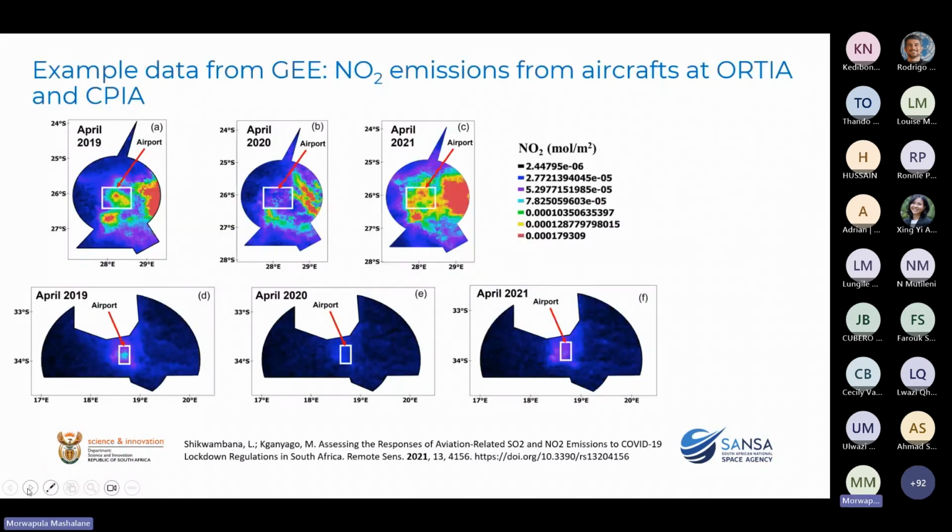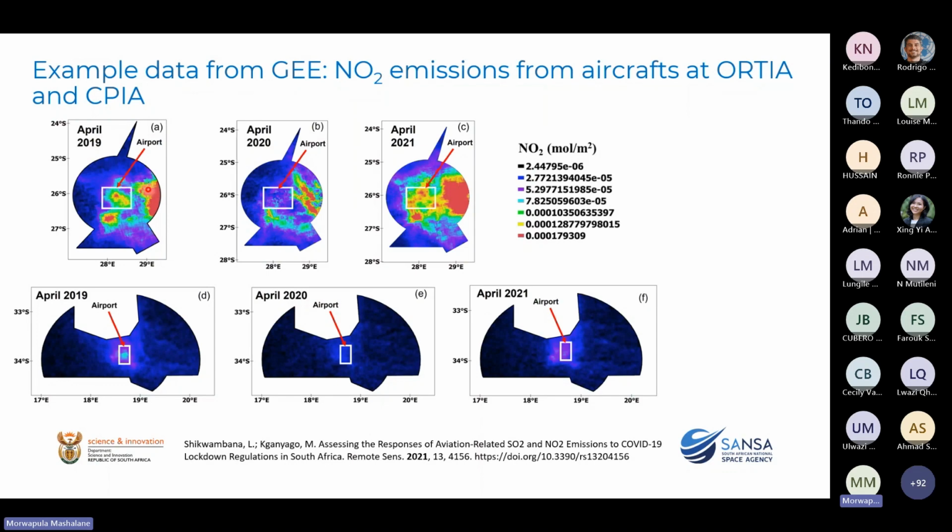So these are some of the results, some research that we did within SANSA, looking at the emissions of nitrogen dioxide from aircraft at two airports, the OR Tambo International Airport in Johannesburg and the Cape Town International Airport. So the first three figures show the airspace for OR Tambo International Airport.